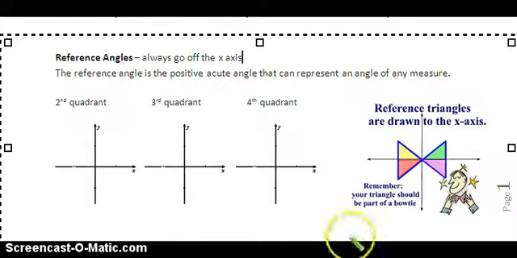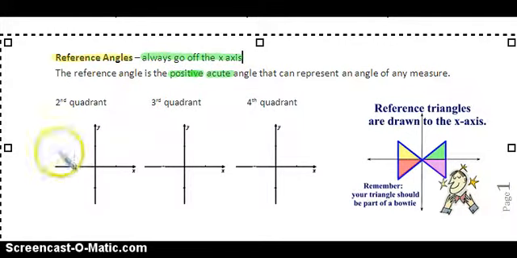Okay, this next section is getting us to deal with the main concept of this section, which is a reference angle. So let's first define it. It says the reference angle is a positive acute angle, and those are both important for you to know. Positive and acute angles that can represent any angle of any measure, and we'll talk about that in just a minute. As we're drawing these positive acute angles, the key here is that we always want to make sure they go off of the x-axis.